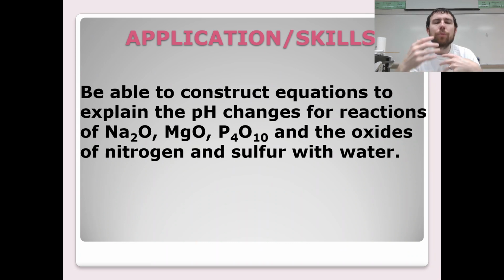All right, so something that you should be able to do now that we've understood what's going on within this period, we want to be able to construct equations to help explain the pH changes for reactions of sodium oxide, magnesium oxide, tetraphosphorus decaoxide, and the oxides of nitrogen and sulfur with water, right? So these are reactions that you would need to have memorized and understand what's happening when these compounds react with water. What kind of compound do they form, and is it acidic, basic, or is it amphoteric?